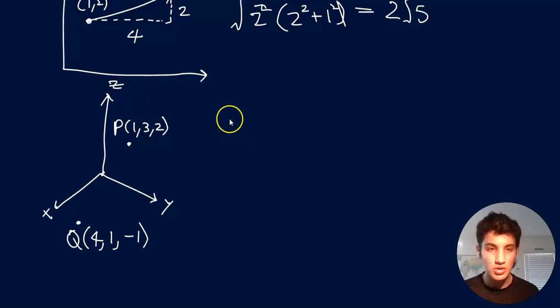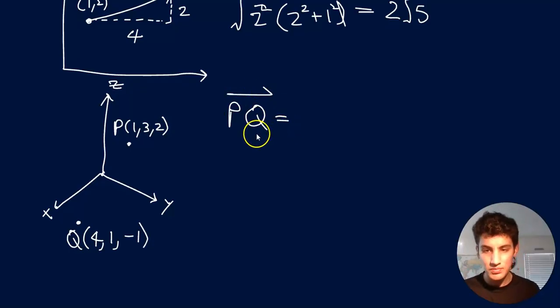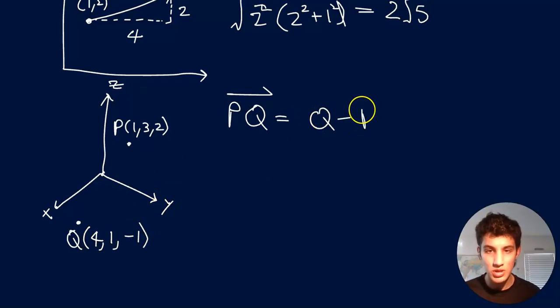We want to find PQ, right? So PQ is just going to be the coordinates of Q minus the coordinates of P when we think about it as a vector. And I didn't mention this last time because I forgot. But to do this, you just take Q minus P. And what would this be? It's like a vector, right?